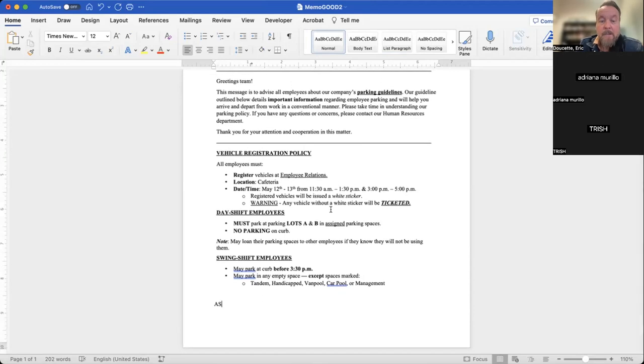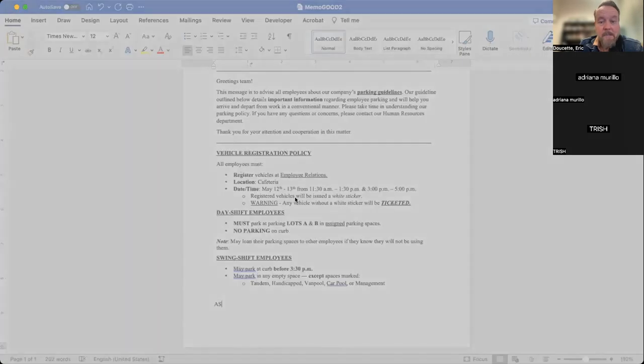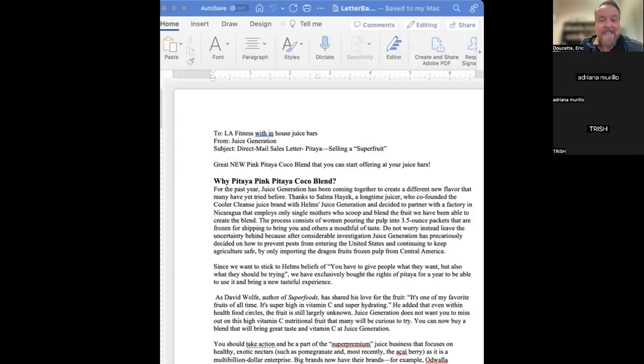But anyway, do you see the difference though? Does that make sense to you guys? Yes, it does. Definitely, you can tell from day to night how different they are and how professional one document is from another. Yep. And that's the idea.